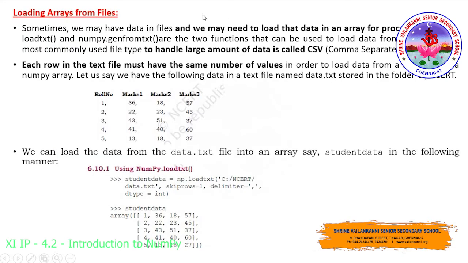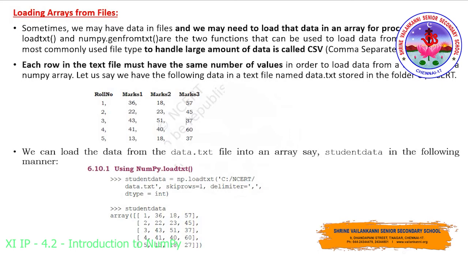But when we come across a large set of data, we will find it very easy to handle such data in a NumPy array. That is the reason why we make use of NumPy arrays in the first place. And as you see here, each row in the text file must have the same number of values. What this means is that when you create data in a text file, you should create it with the same number of values, so that the total number of elements is equal in each row, which makes it easy to load the data from a text file into a NumPy array.